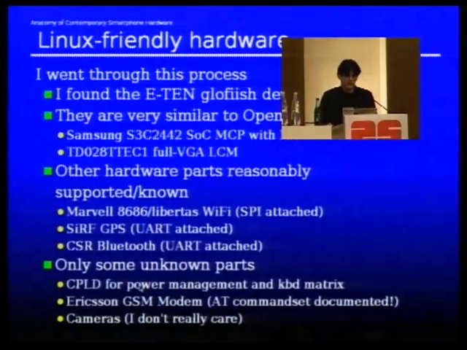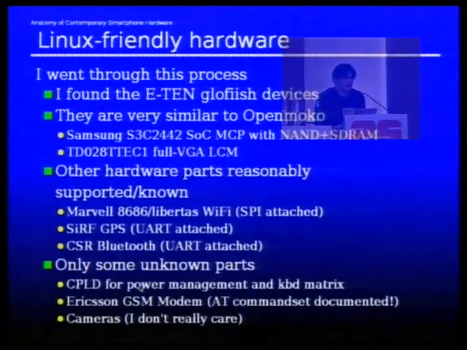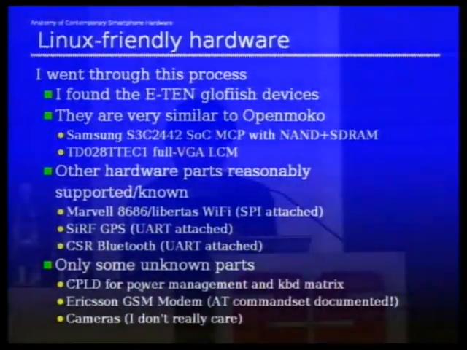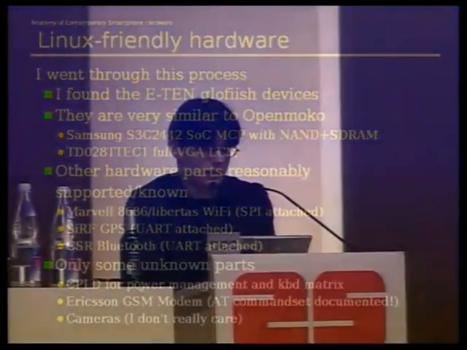So what they use as a Wi-Fi module is a Marvell 8686, which is the same family that is also used in the One Laptop Per Child project. So there's quite a community working with these. A SiRF GPS chipset. SiRF is by far, I would say, the most common GPS chipset vendor. And a Cambridge Silicon Radio Bluetooth chip, which is also fairly standard. There's a CPLD, a programmable hardware device for the power management and keyboard matrix scanning. That one is sort of the only really big unknown component.